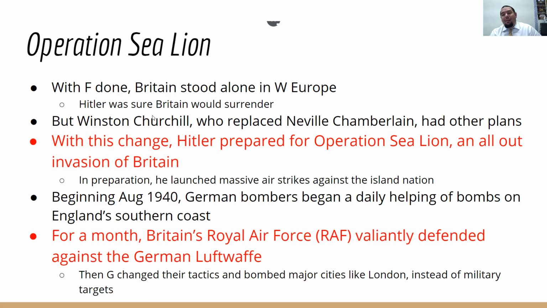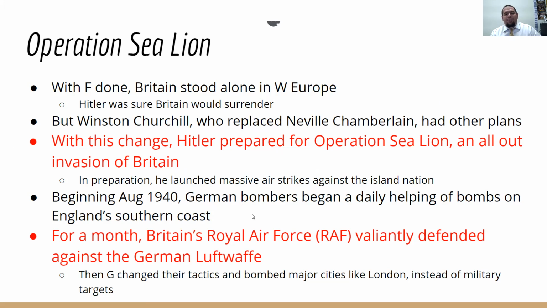But a man named Winston Churchill, our guy, replaced the clumsy Neville Chamberlain, and he had other plans. He was elected Prime Minister of England. With this change, Hitler prepared for Operation Sea Lion, which would be, in theory, an all-out invasion of Britain. So in preparation, he would launch massive airstrikes against the island nation to soften them up and then invade. That's the plan. Soften them up, invade, take over, right?